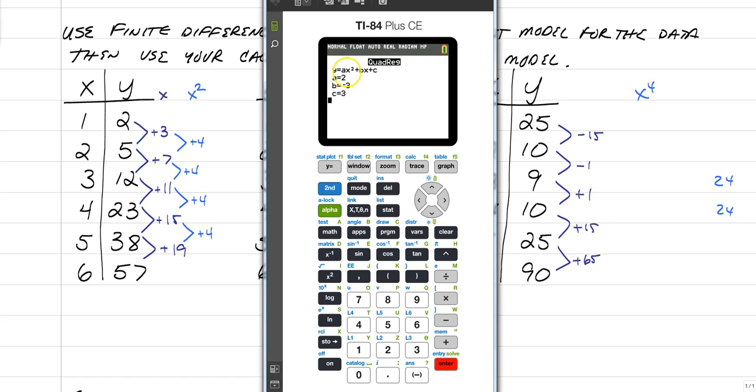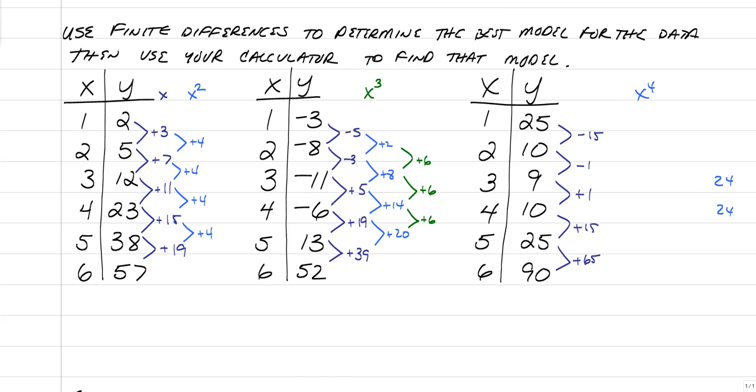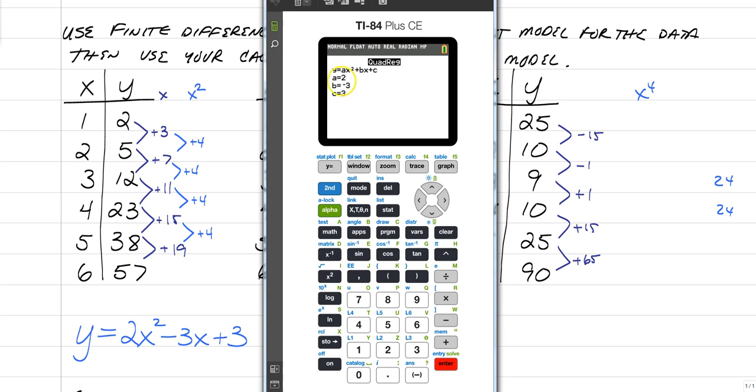going to tell you that it's ax squared plus bx plus c, where a is 2, b is -3, and c is +3. So now all you have to do is write down the equation and you are done. So this is y is equal to 2x squared minus 3x plus 3, because your graphing calculator told you a was 2, b was -3, and c was +3. So your calculator does all the work for you.